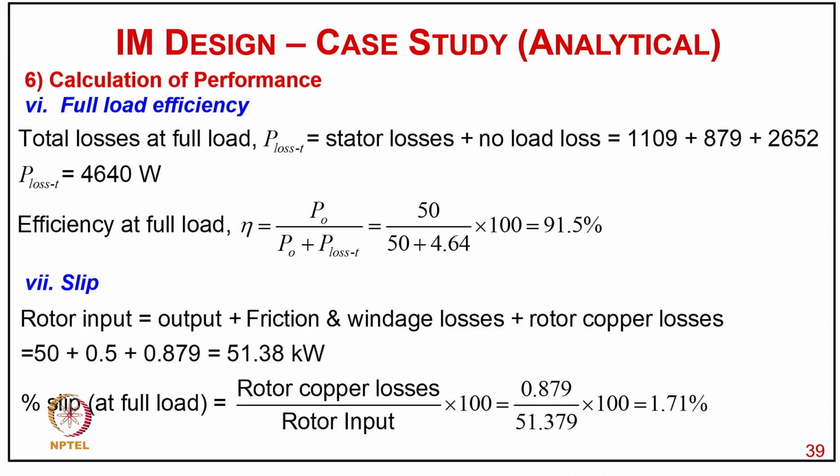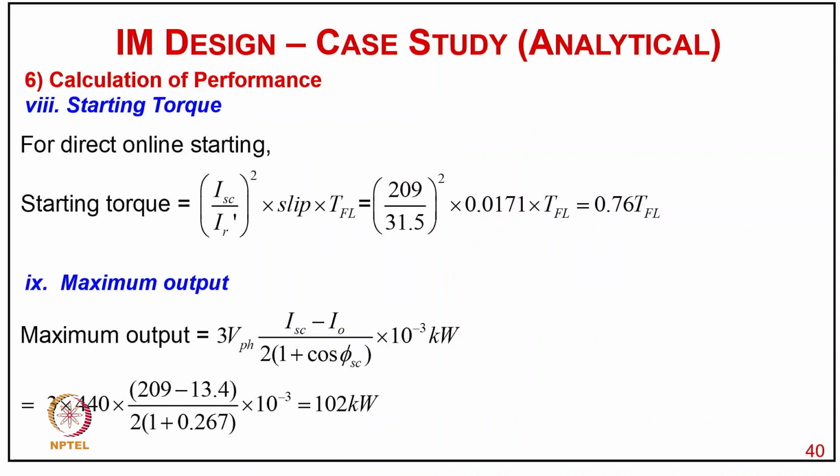Now considering calculation of the slip at full load, rotor input equals output plus percentage loss plus rotor copper losses. Putting the values, it comes like 51.38 kilowatt, and the percentage at full load will be rotor copper loss divided by rotor input into 100, so it comes 1.71% as a full load slip.